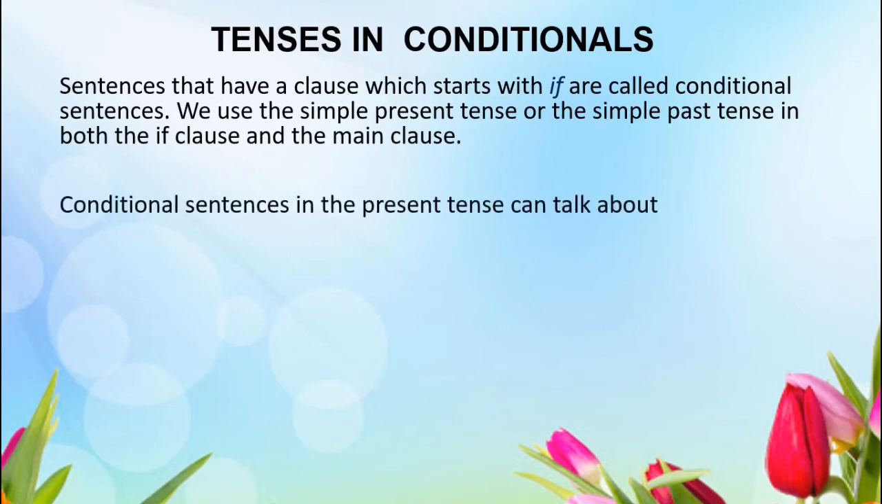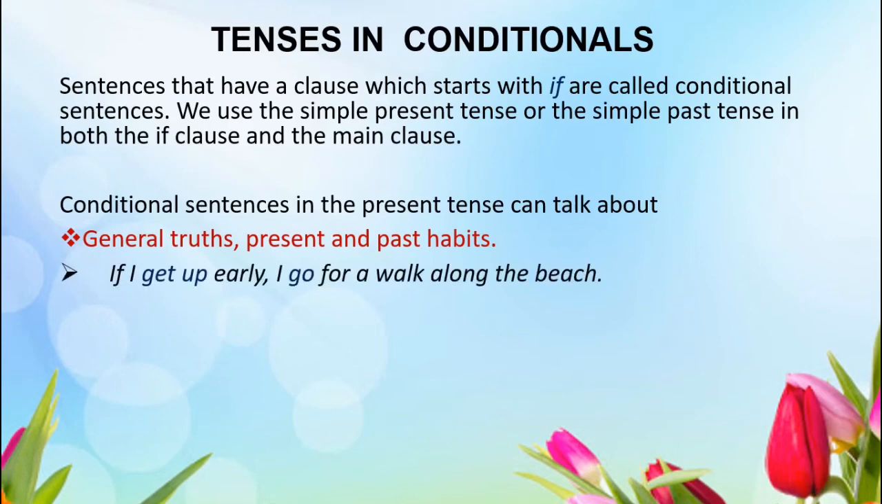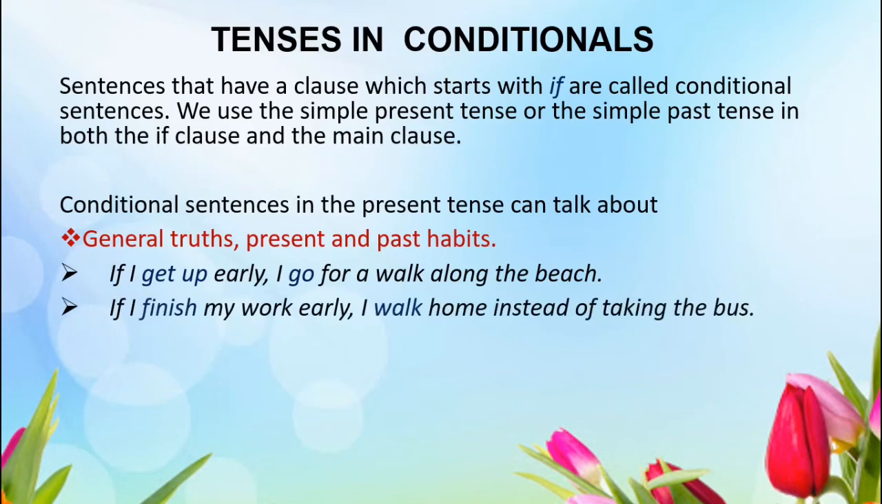Conditional sentences in the present tense can talk about the general truths, present and past habits. For example, if I get up early, I go for a walk along the beach. So here these are the general truths, present and past habits. Second, if I finish my work early, I walk home instead of taking a bus.